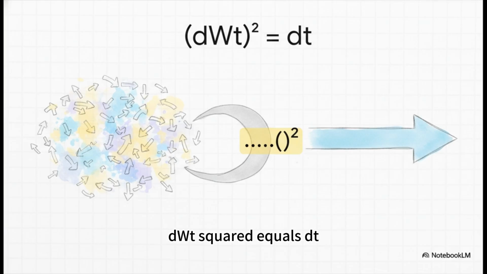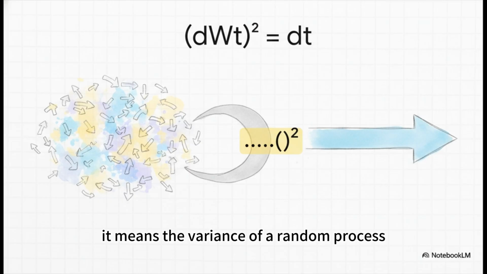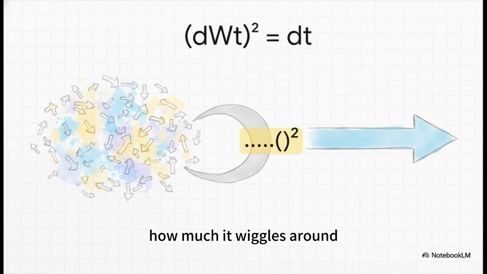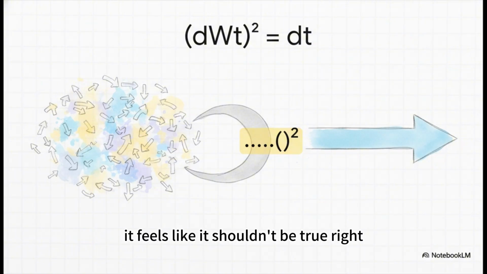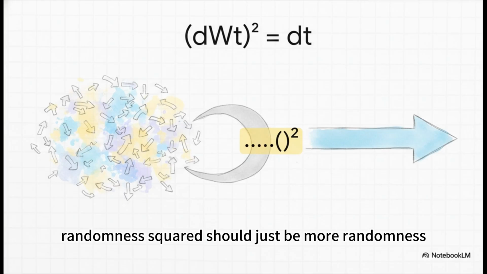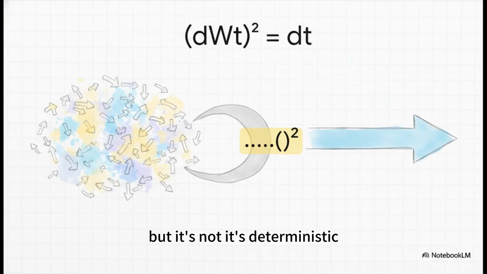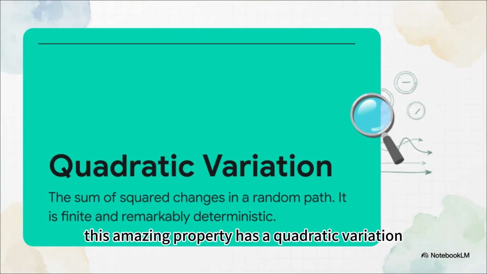dW_t squared equals dt. It means the variance of a random process, how much it wiggles around, grows predictably, linearly, with time. It feels like it shouldn't be true, right? Randomness squared should just be more randomness. But it's not. It's deterministic. This amazing property has a name, quadratic variation.